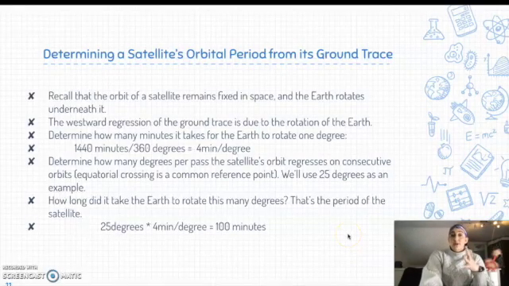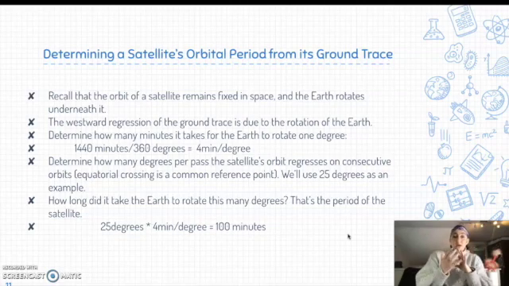So here's how we determine a satellite's orbital period from its ground trace. I want you to remember that the orbit of a satellite remains fixed in space and that the Earth moves underneath it. So that means it's following the same pattern and the Earth is just moving inside of that. So the westward regression of the ground trace is due to the rotation of the Earth. So that means anything that we have that's moving westward is due to the rotation. So we determine how many minutes it takes for the Earth to rotate 1 degree. That is 1,440 minutes divided by 360 degrees. So that's 4 minutes per degree.